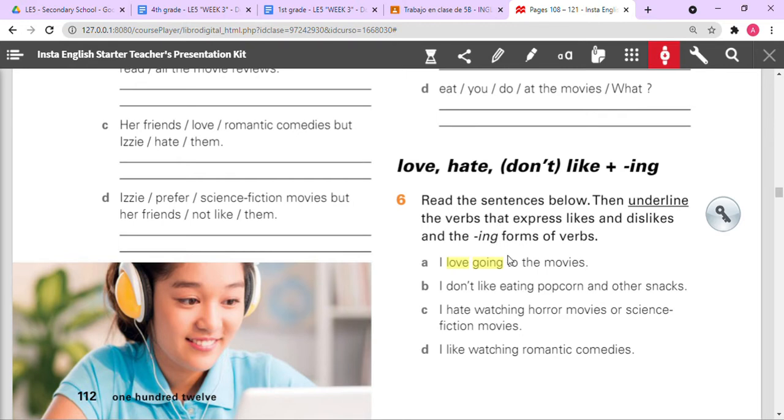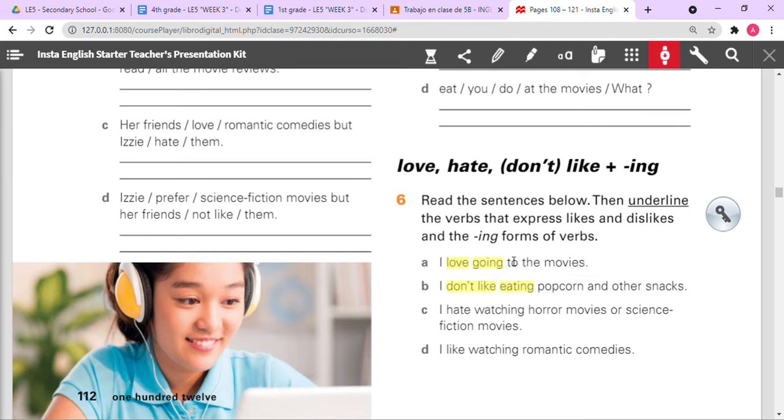Now let's see. In the second sentence, I don't like eating popcorn and other snacks. In this case, like is the verb, but this verb is negative. Don't like. So it expresses dislike. So, no me gusta. Okay, dislike. And the verb is eat plus ing, eating.